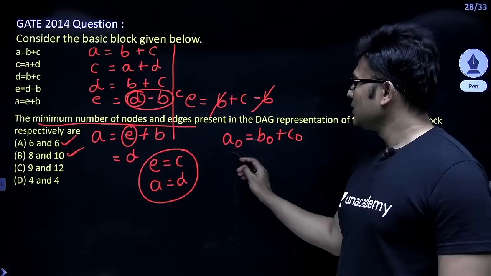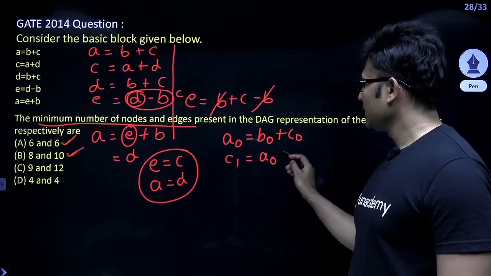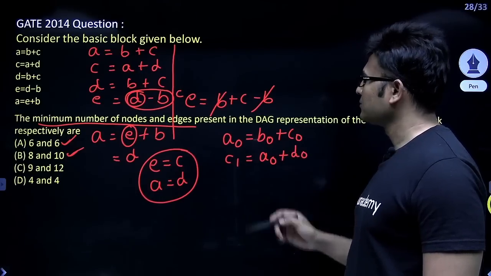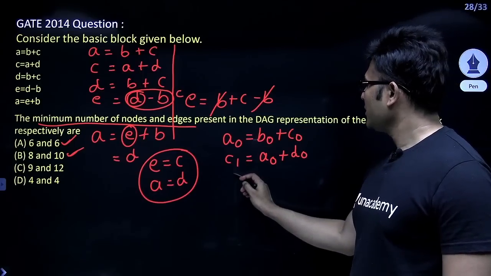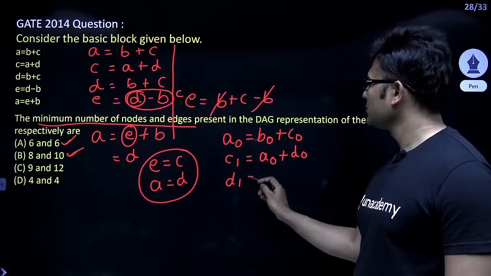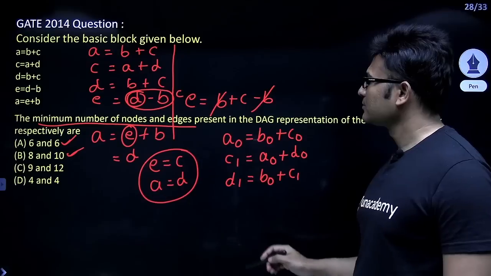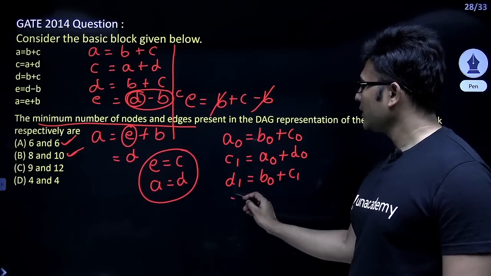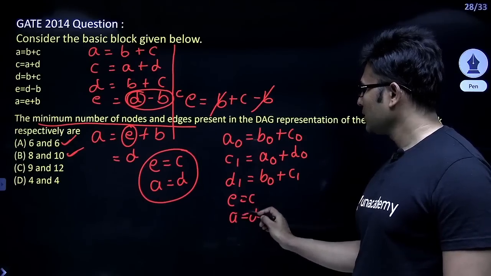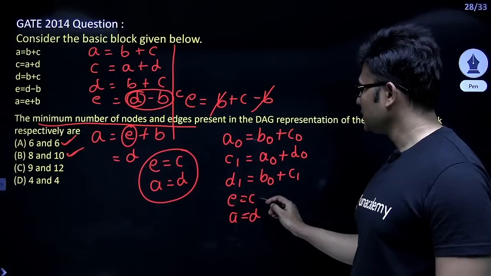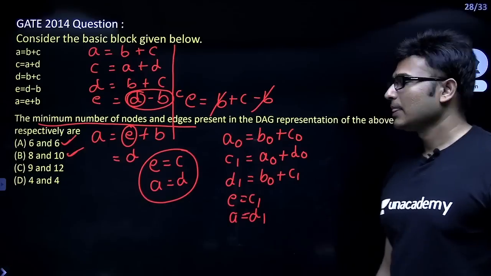Now the next C is C1. C1 equal to A naught plus D naught only, and here it is D1. D1 equal to B naught plus C1. And finally E equal to C and A equal to D. Now which C is it? The C is C1, and which D is it? The D is D1.